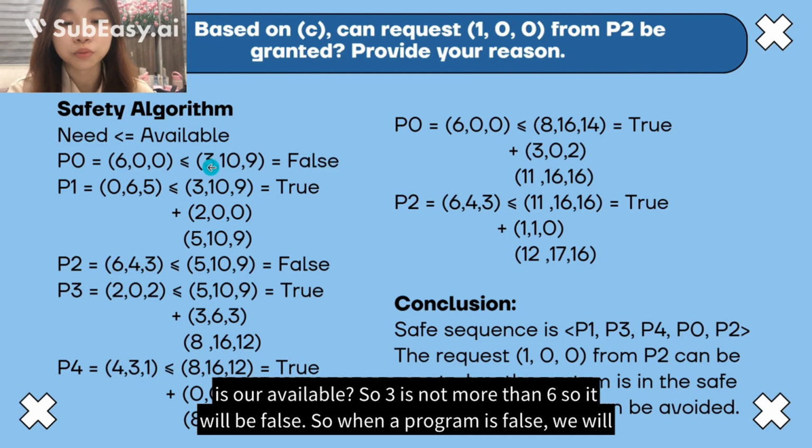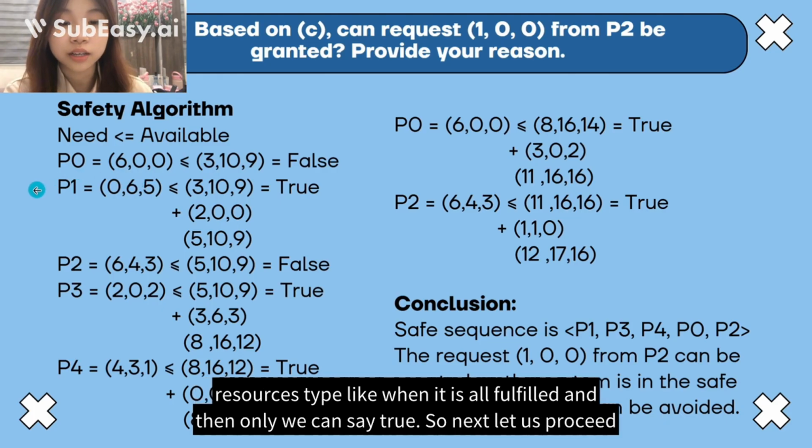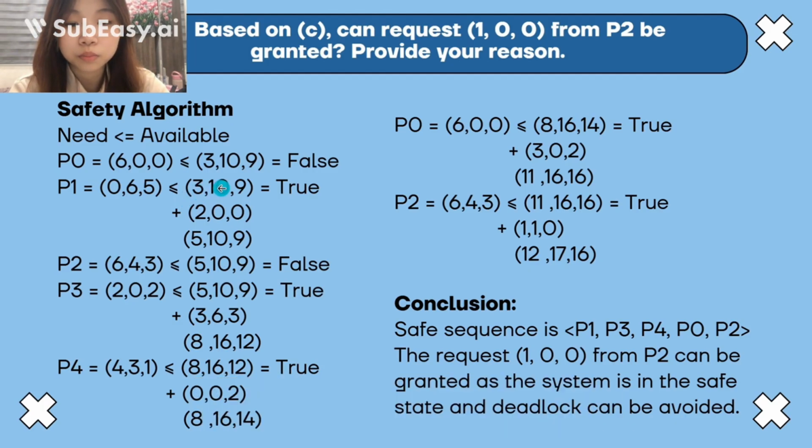So when a program is false, we will keep trying another process in the list. So you have to make sure that we check every single resource type, and when it is all fulfilled, then only we can say true. So next, let us proceed to check for P1. P1 needs, which is 0 6 5. Is it less than or equal to 3, 10, 9, which is our available?